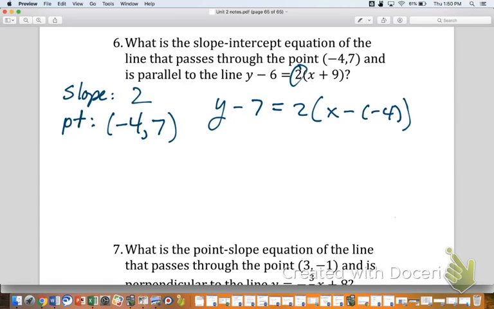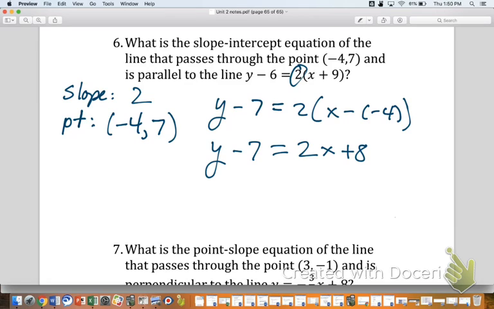Good? And now we got to get the slope intercept. Irene, what would you do first if we were going to get the slope intercept from there? Distribute the 2. Awesome. And when you do that distributive property, what do you get? 2x plus 8. You guys okay with that?